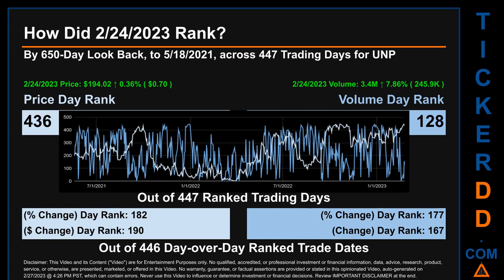The price's day over day percentage change, jumping 0.36% on February 24, 2023, had a day rank of 182 while its dollar difference of 70 cents had a rank of 190 when compared day over day across 446 trading days. Volume's percentage change and difference were ranked respectively at 177 and 167.